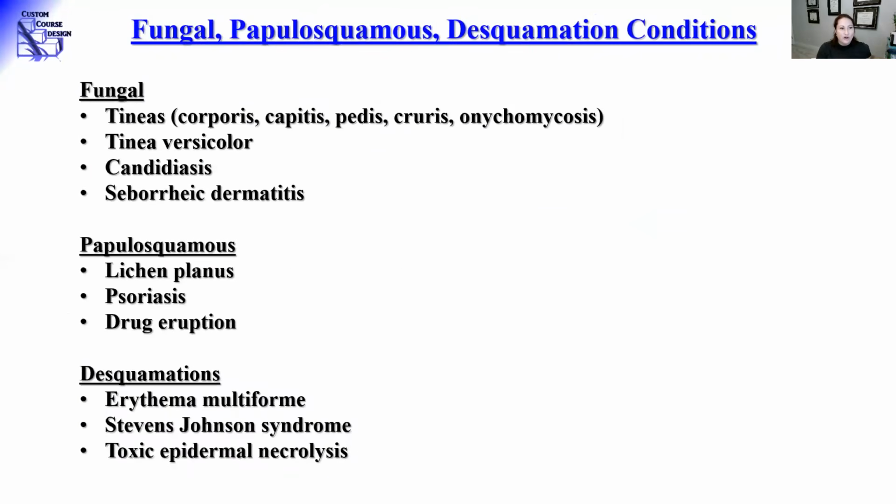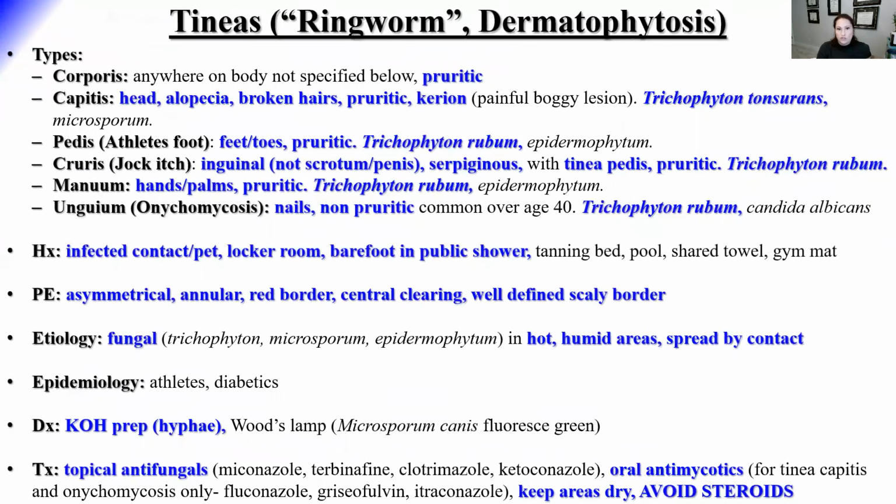Now we're going to move on to our fungal, our papulosquamous, and our desquamation conditions. We're going to start with our Tineas, or our ringworms, also called dermatophytosis. So we're going to kind of separate them out into categories. So Tinea corporis is anywhere on the body that's not specified in the ones that we'll talk about below. This is an itchy type of lesion.